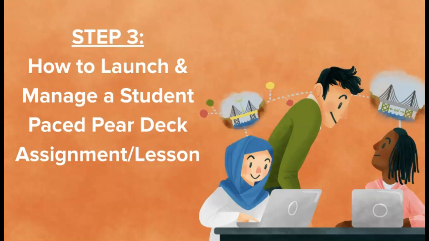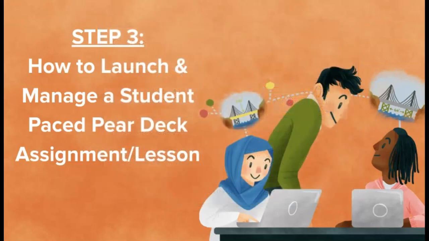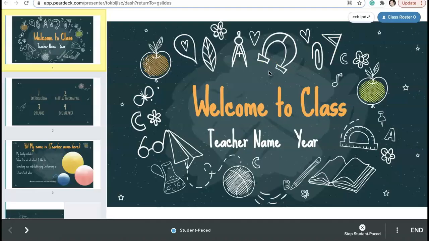You will follow the same steps for creating a Schoology Pear Deck assignment as we covered earlier in the video. However, when you are prompted for the desired mode, make sure to choose Student Paced. Students will access the assignment by clicking on the assignment in Schoology on their side. Once they open the lesson on their side, they'll be able to toggle between the slides at their own pace and answer the questions at their own pace.